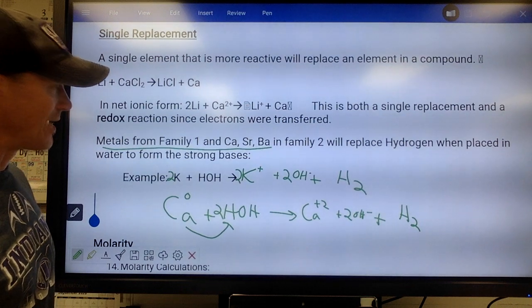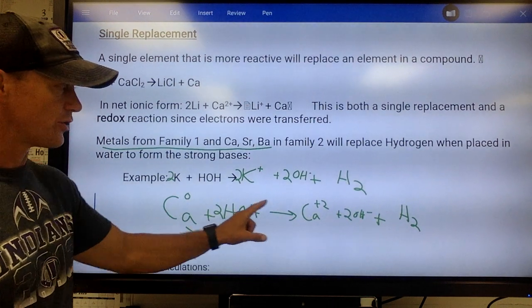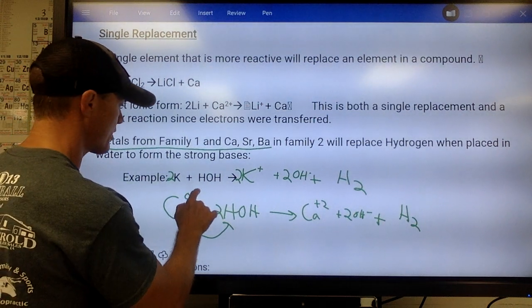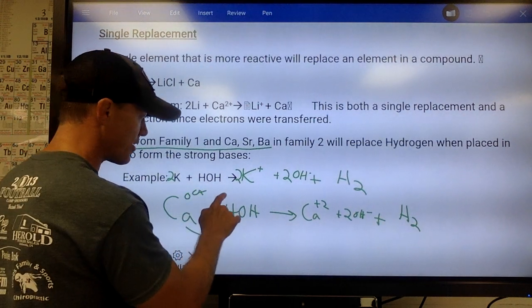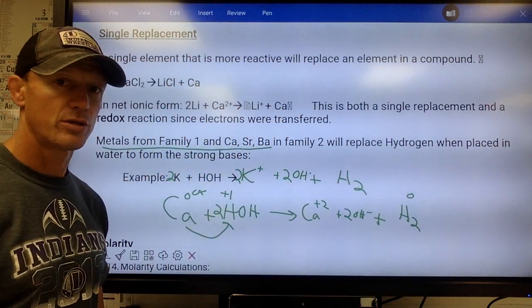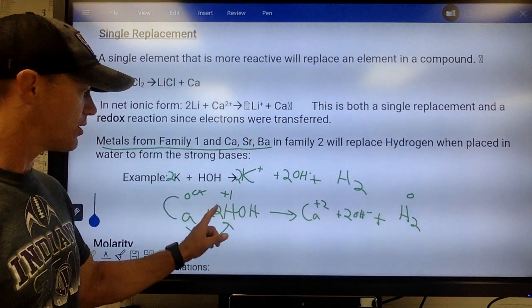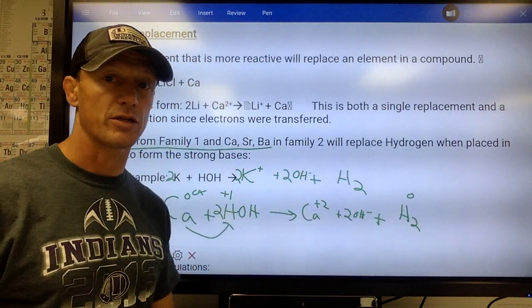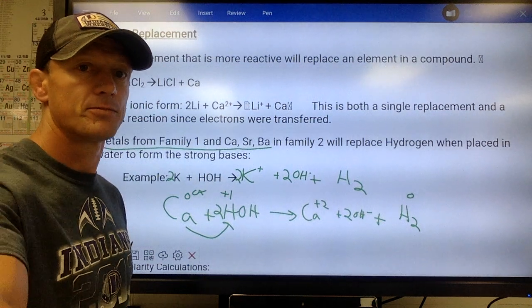If we think about what's oxidized and what is reduced, calcium is going from a 0 to a plus 2. It's going up in charge, so it is being oxidized. Hydrogen right here is going from a positive 1 to a 0 charge. Not every hydrogen is being reduced, but 2 hydrogens are being reduced. Some hydrogens are staying as a positive 1 charge. All right, that's all I got.